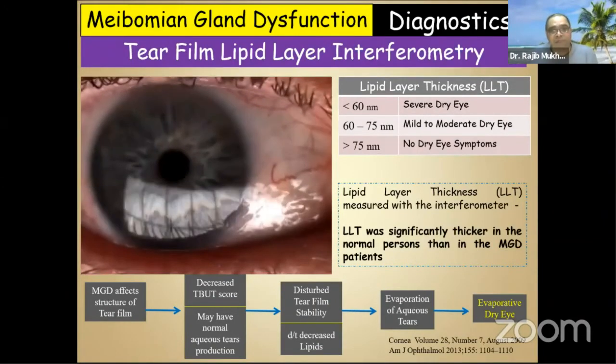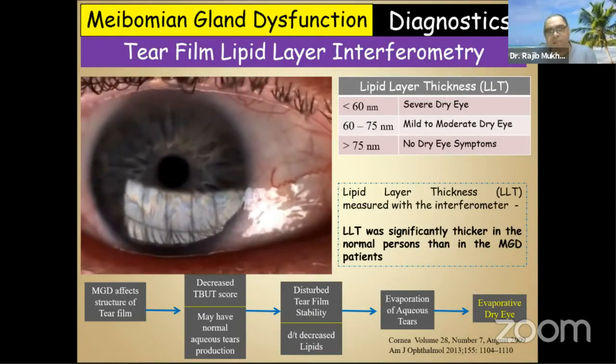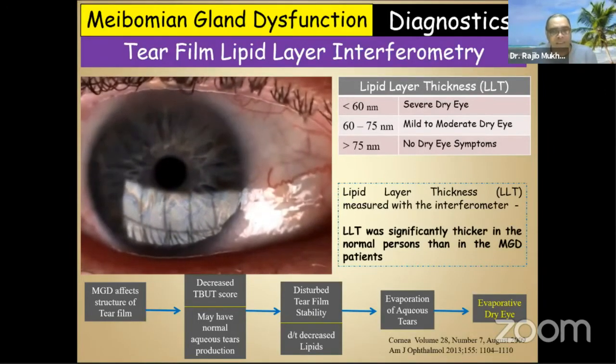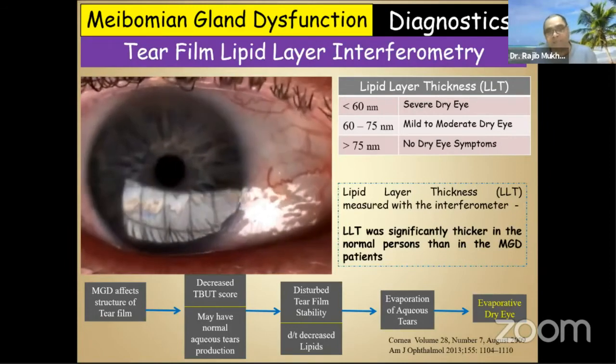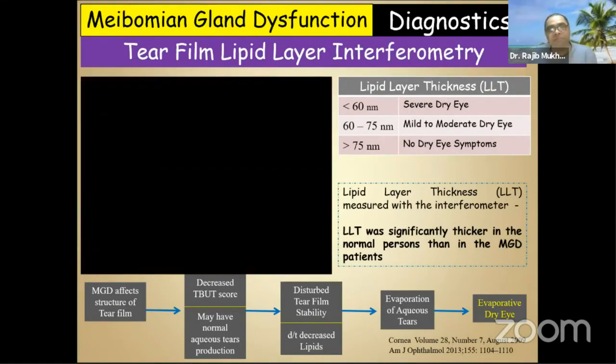Lipid tear film interferometry is another tool, though not easily accessible to all. It clearly tells us the meibomian gland functionality, because eventually this lipid layer is the secretion of the meibomian glands, and altered meibum as well as decreased meibum will cause thinning of this lipid layer, causing evaporative dry eye.